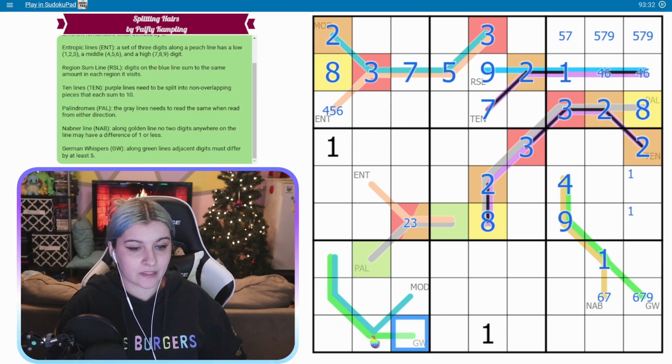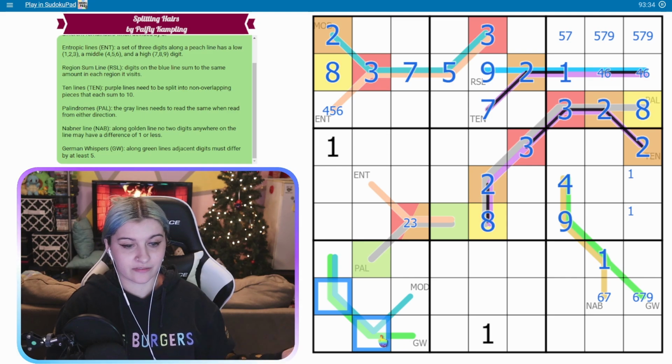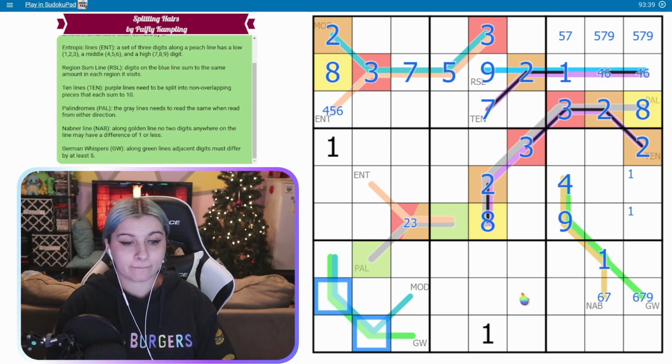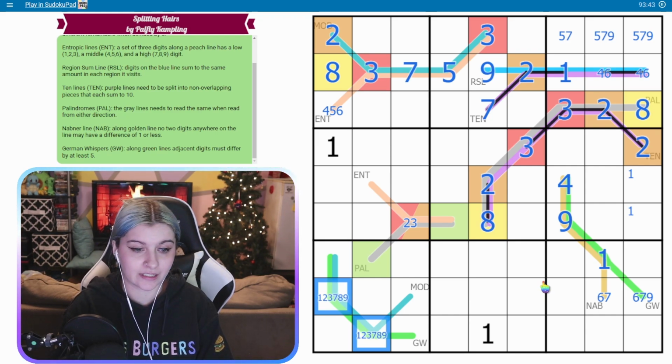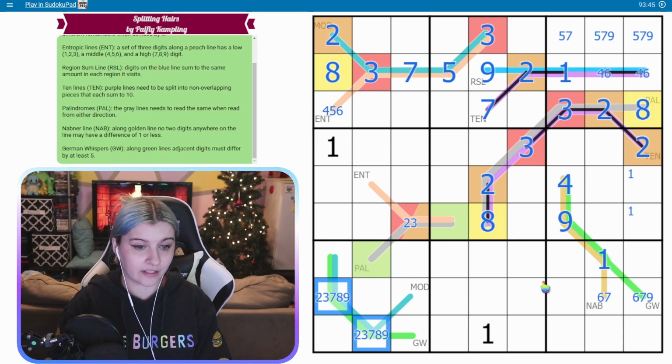If this is a German whisper, and I know I can't use a 5, and I know that these can't be 4 or 6 either, then this is going to be a 1, 2, 3, and a 7, 8, 9. They can't be ones. I know that.